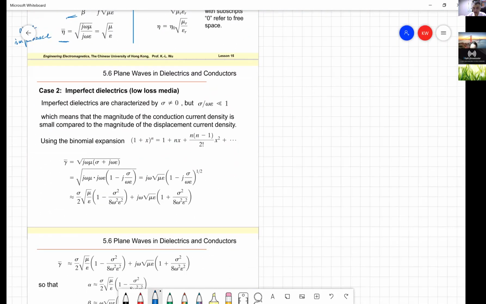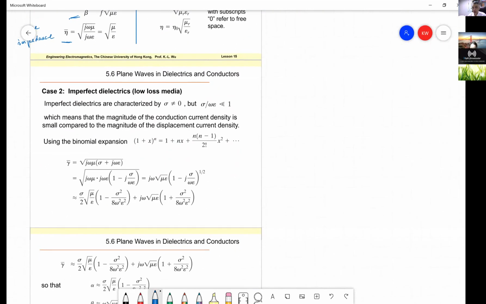Now let's look at another case, low loss media. Low loss means sigma is not equal to 0, but very small. But how small is small? This is the question, because every time we say it's small.